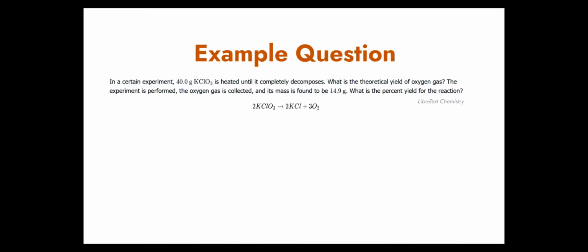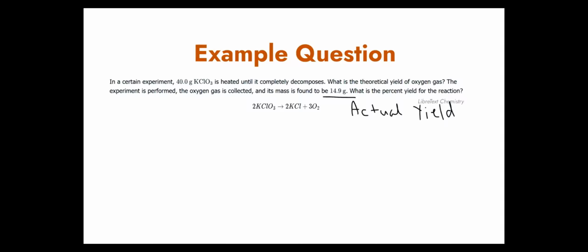Also, it says that the mass of the product, the mass of oxygen gas collected, was 14.9 grams. Now be very careful that this 14.9 grams is actually the actual yield. It's the actual mass of the product that is produced during a reaction. So this is something that we'll be needing at the very last step.